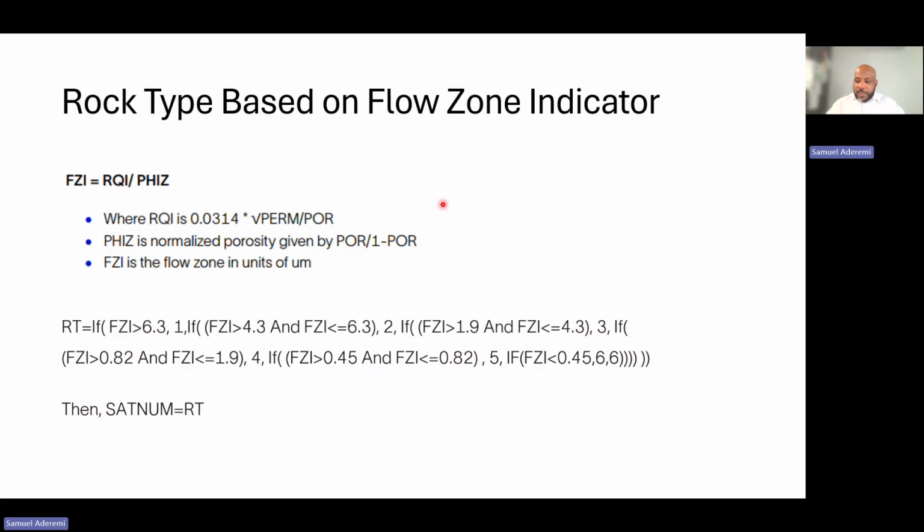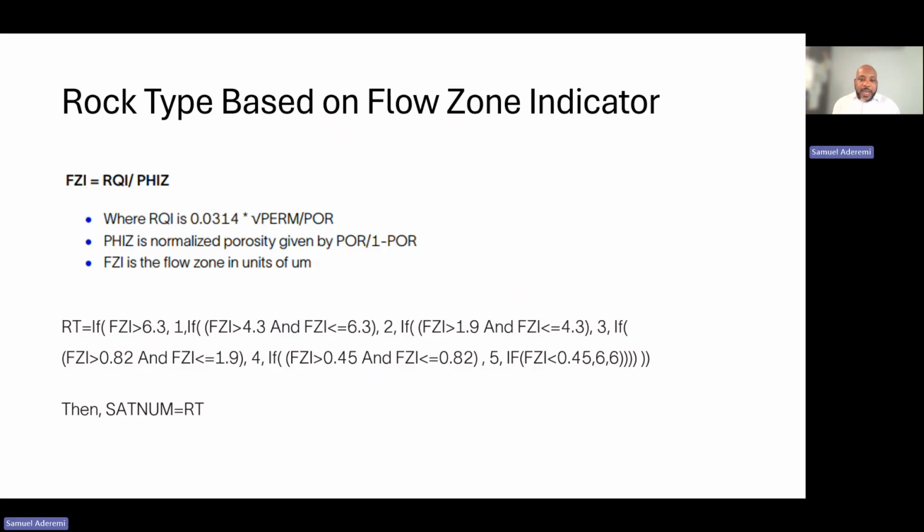So we're trying to understand different rock types so that we can assign the appropriate relative permeability that will help us to mimic their flow behavior better, instead of assigning maybe a single relative permeability or a wrong relative permeability to the wrong part of the reservoir.